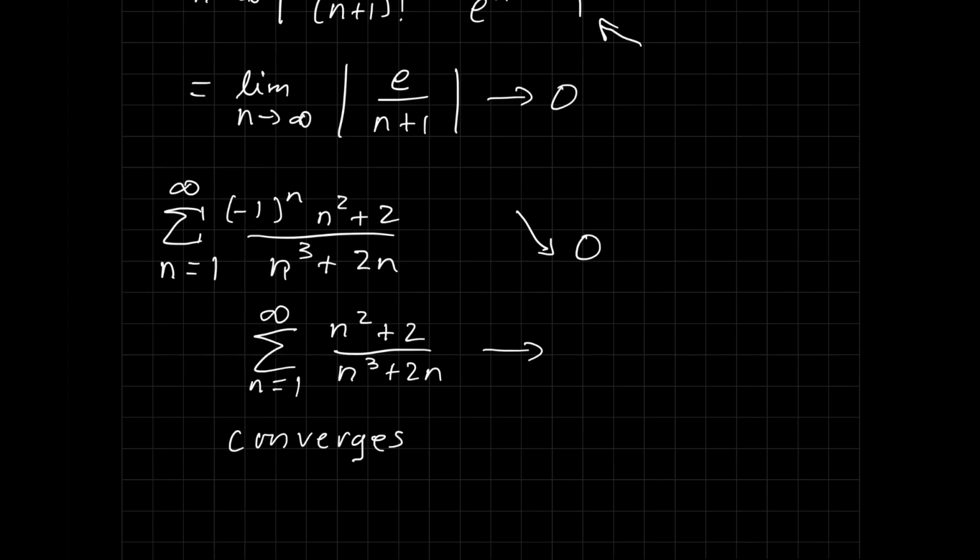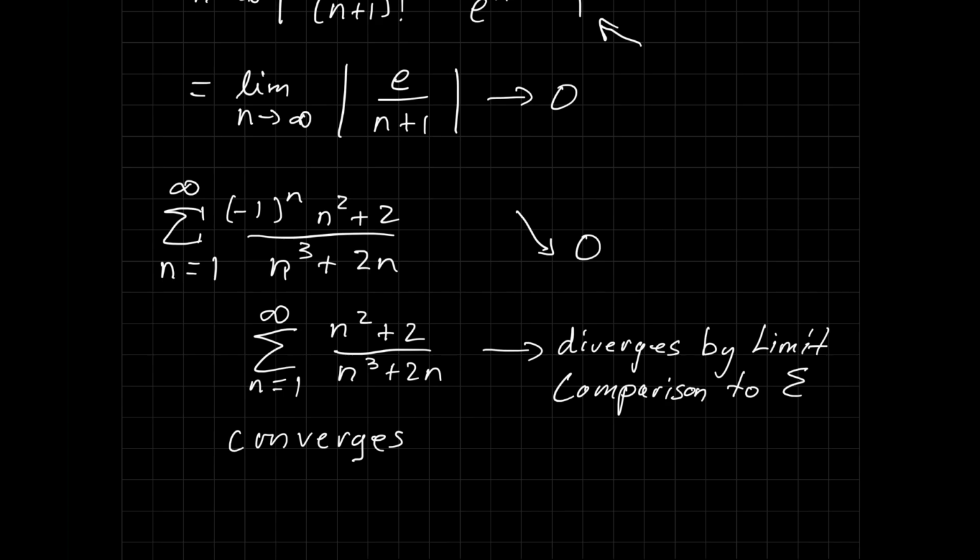The answer is no. And this would diverge by the limit comparison test to the series 1 over n. So this series converges, but only on the condition that it alternates, which means the series converges conditionally.